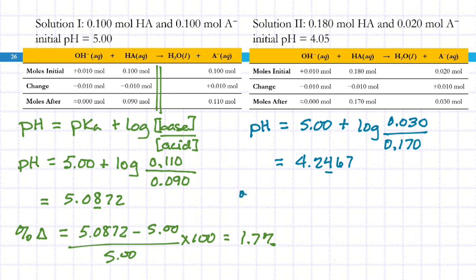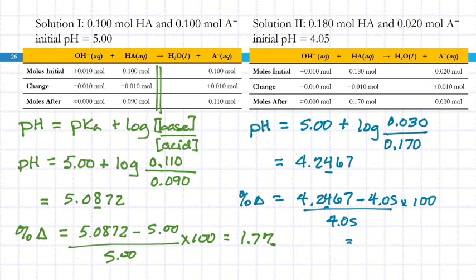So, percent change, we're going to do the final minus the original. 4.9%.